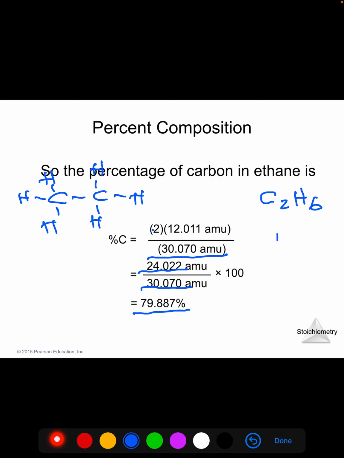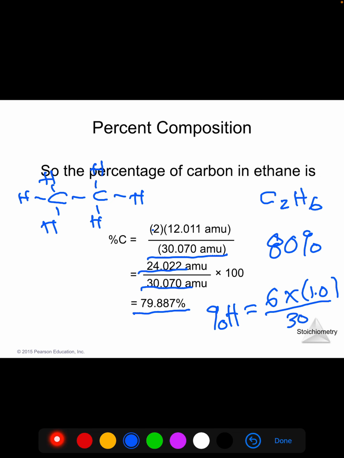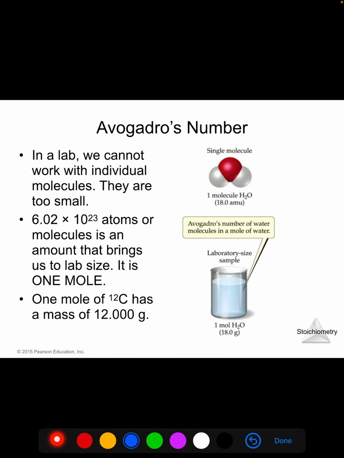So ethane is 80% carbon, and you can do the same calculation with the percent hydrogen. You can say it's 6 times 1.0, whatever the mass of hydrogen is in the periodic table, divided by 30, and you would get 6 over 30 and get 20%. Or in the case we have here where we only have 2 elements, if the carbon's 80%, the hydrogen must be the remaining 20% of the mass, and it is. So that's percent composition. That's going to become important.